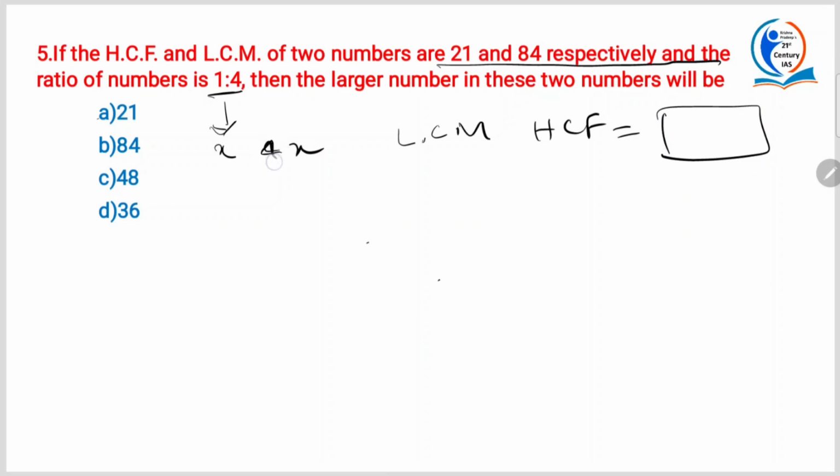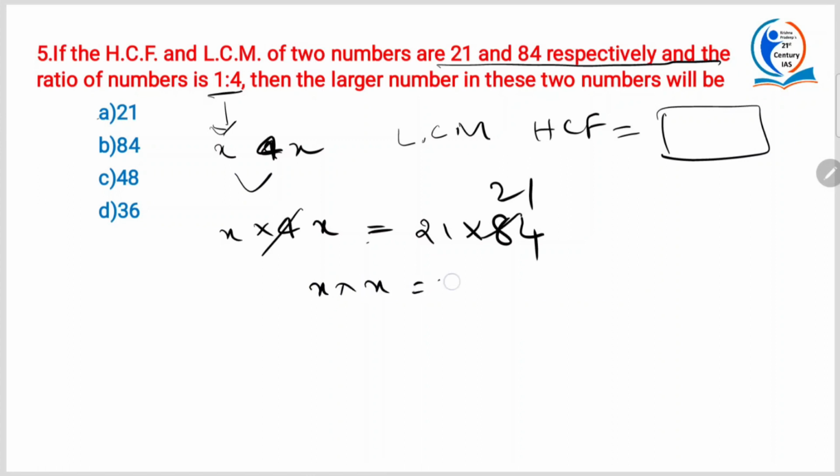Alright, so what is the product of the numbers? It is x into 4x. And what is LCM into HCF here? 21 into 84. Okay, 4 ones are 4, 21s are x into x is equal to 21 into 21. So what is the value of x? It's 21. Now you will see this answer A and you will mark the wrong answer and come. 21 is not the answer here.